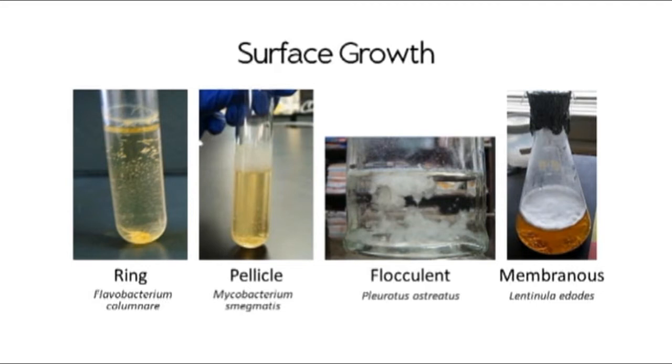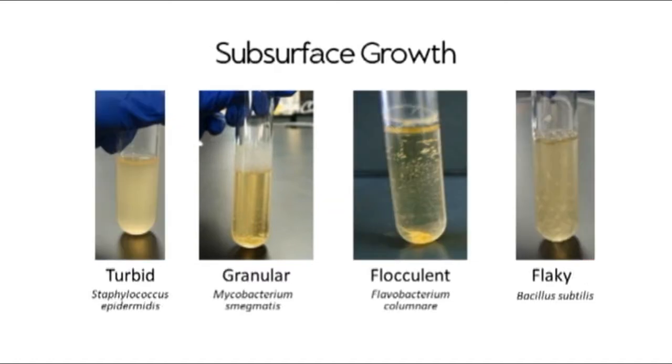For ring, Flavobacterium columnare. For pellicle, Mycobacterium smegmatis. For flocculent, Pleurotus austriatus. For membranous, Lentinula edodes. 4 types of subsurface growth: turbid, granular, flocculent, and flaky. Staphylococcus epidermidis demonstrates the turbid subsurface growth. Mycobacterium smegmatis demonstrates granular subsurface growth. Flavobacterium columnare demonstrates flocculent subsurface growth, and Bacillus subtilis demonstrates flaky subsurface growth.